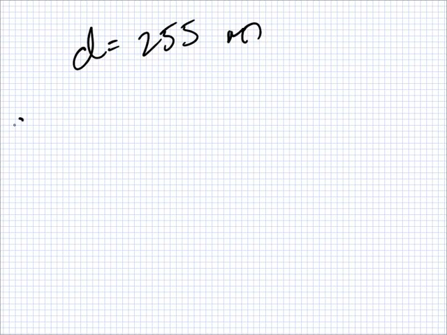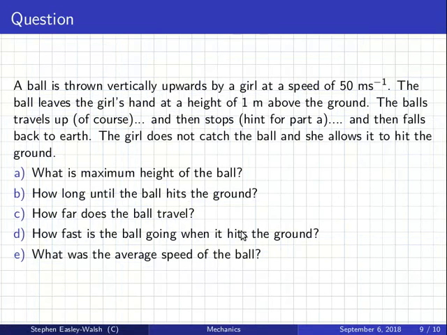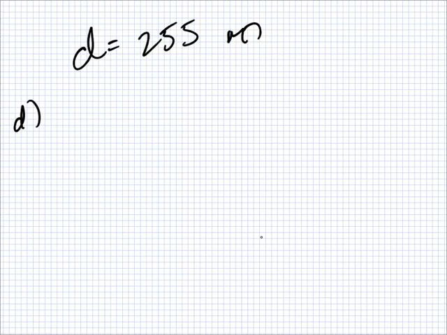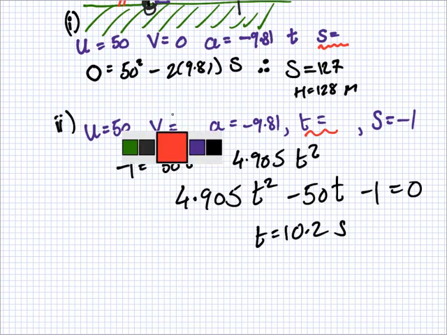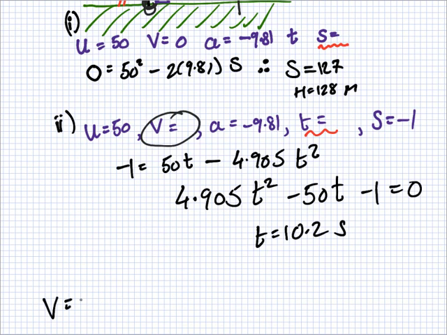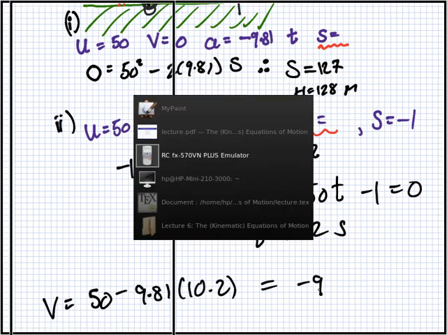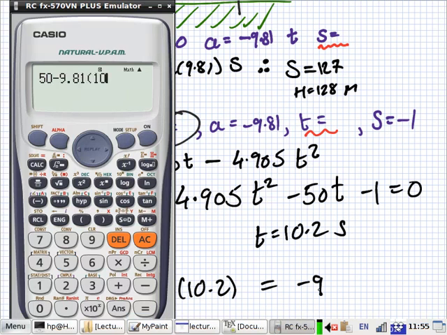Okay, part D. I want to know how fast it is going when it hits the ground, which means I just want to get back here the V. So what will give me the V? V equals U plus A T. That's no problem. So what's that? I'm sure you typed something in wrong there. Minus 50. Yeah.